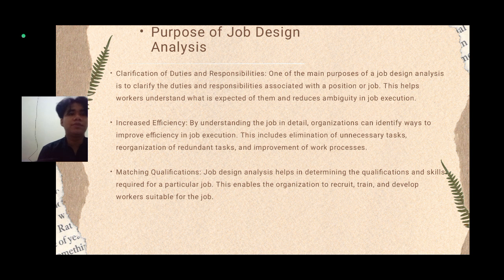By understanding the job in detail, organizations can identify ways to improve efficiency in job execution. This includes elimination of unnecessary tasks, reorganization of redundant tasks, and improvement of work processes. And then matching qualifications. Job design analysis helps in determining the qualifications and skills required for a particular job. This enables the organization to recruit, retrain, and develop workers suitable for the job.